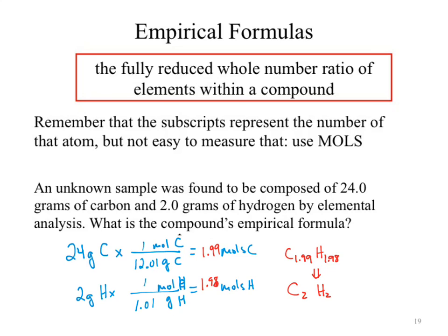So we might say each of those is 2. Right? What's the problem with that? Is that the empirical formula? Why not? Our empirical formula is by definition the whole number or fully reduced whole number ratio. Is C2H2 fully reduced? How do you reduce it? Divide them both by 2, because 2 is our smallest number, and we get C1H1. Okay, there's our empirical formula.